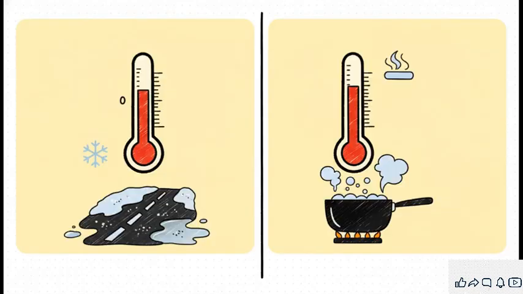So this one single principle gives us two really powerful effects. Freezing point depression, well, that's why salty water can stay liquid even when it's below 0 Celsius, and that's what melts the ice on the roads. And on the flip side, boiling point elevation is why adding salt to your pasta water actually makes it boil at a slightly higher temperature.